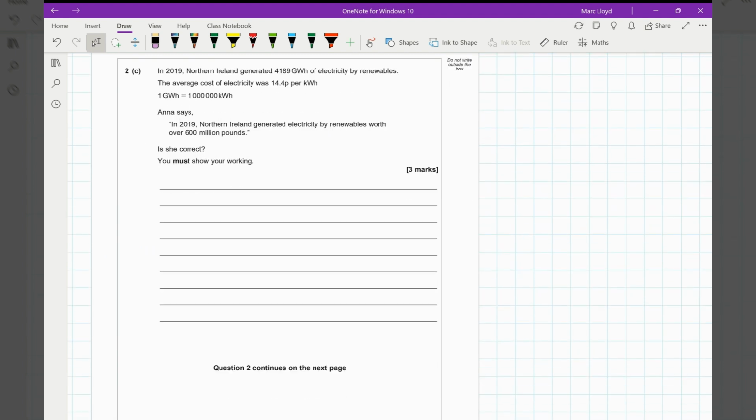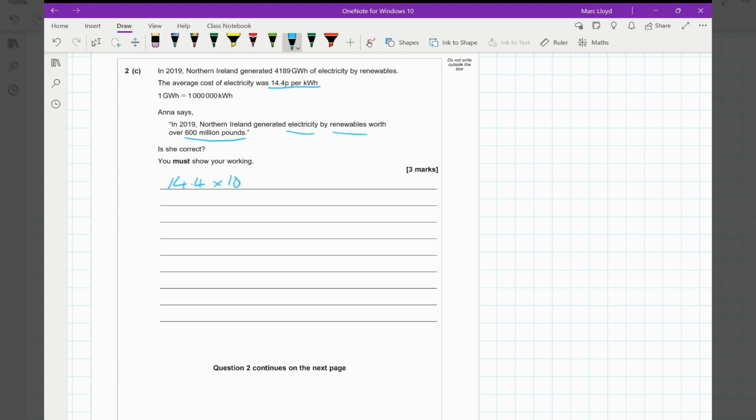2C. Very numerical. This. Going to write a lot of zeros. So the average cost of electricity, 14.4 pence per kilowatt hour. And there's 1 million of them in a gigawatt hour. Brilliant. Northern Ireland generated 4,189 gigawatt hours. Anna says in 2019, Northern Ireland generated electricity by renewables worth over £600 million. Is she correct? Thanks, Anna, for making me fact check you. Brilliant.